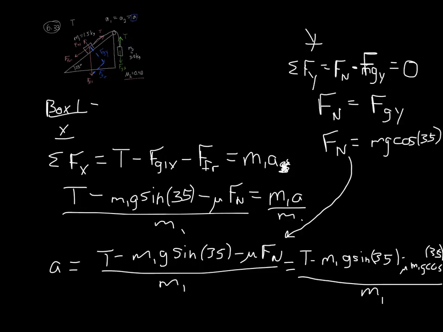And if I take stock of what I know, let's just cross off things that I know. I know M1, I know G, I know sine of 35, I know what mu is, M1 I still know, I know G, cosine 35, I know M1. So the one thing I want to find is T. I want to find the tension. So to find this, we need to switch over to box number 2.